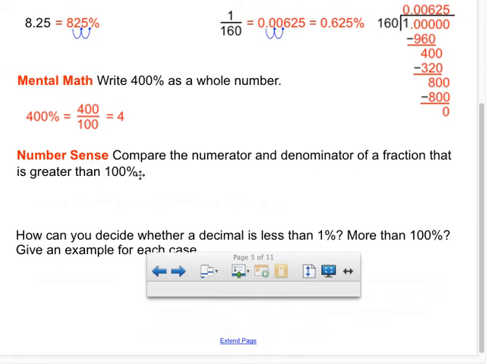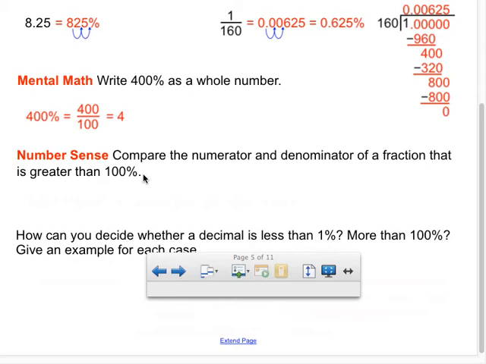Now, compare the numerator and denominator of a fraction that is greater than 100%. If it's greater than 100%, what's going on with the numerator and the denominator? Remember, if it's greater than 100%, we can write it as a mixed number, right? But if we had to write a mixed number as a fraction, what would the fraction be? An improper fraction. And what do we know about an improper fraction when we talk about the numerator and the denominator? A few of you, I saw the light bulbs go off. Who can explain what's going on?